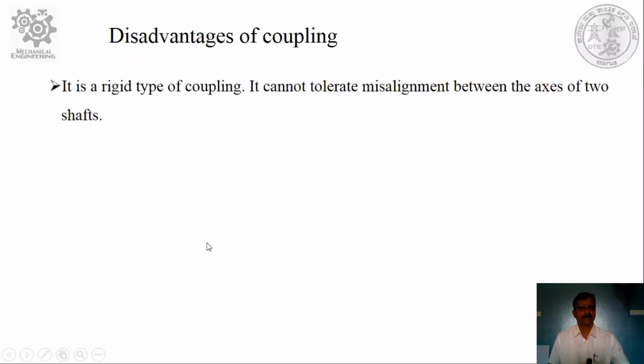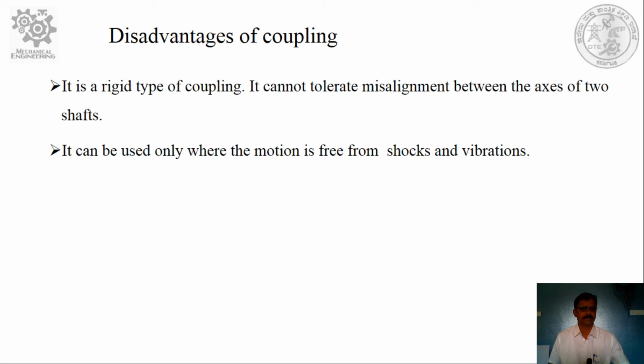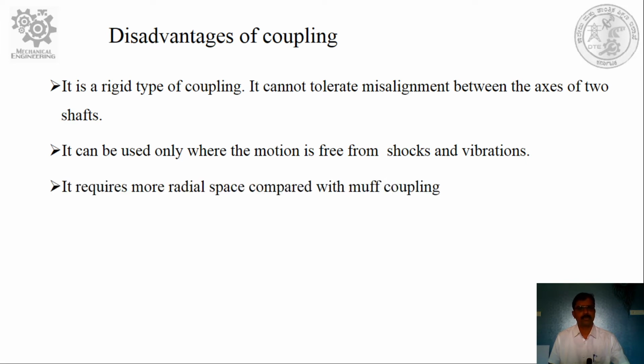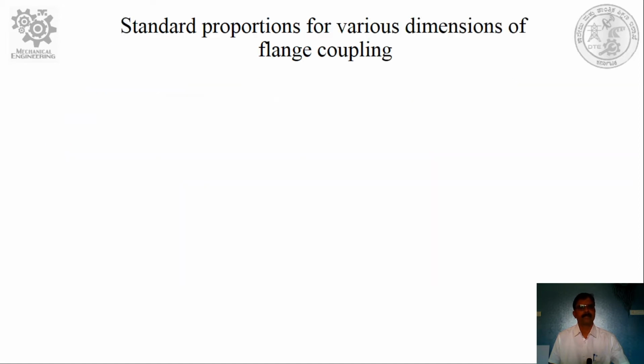Disadvantages of flange coupling. It is a rigid type coupling. It cannot tolerate misalignment between the axes of two shafts. It can be used only where the motion is free from shocks and vibrations. It requires more radial space compared with the muff coupling. Standard proportions of various dimensions of flange coupling.